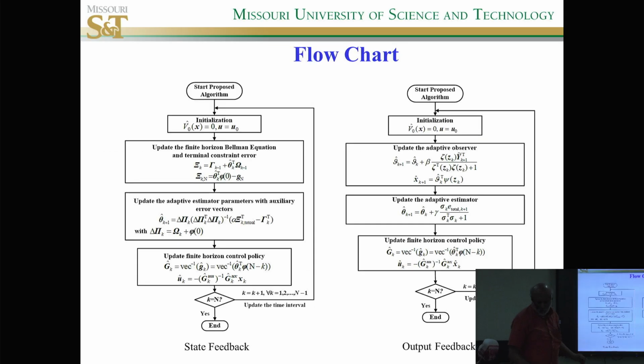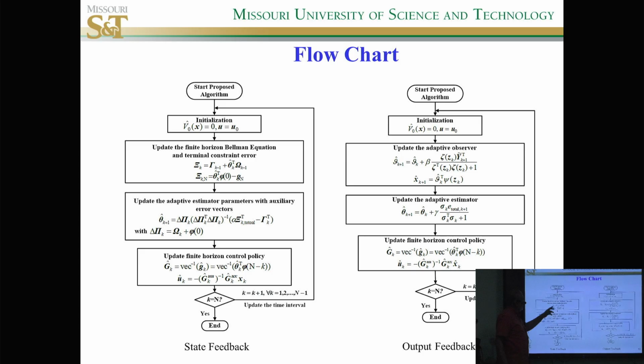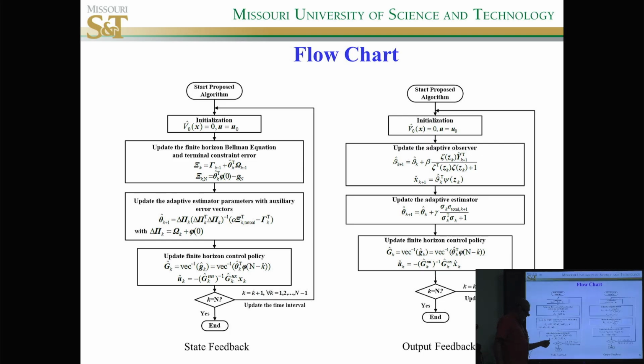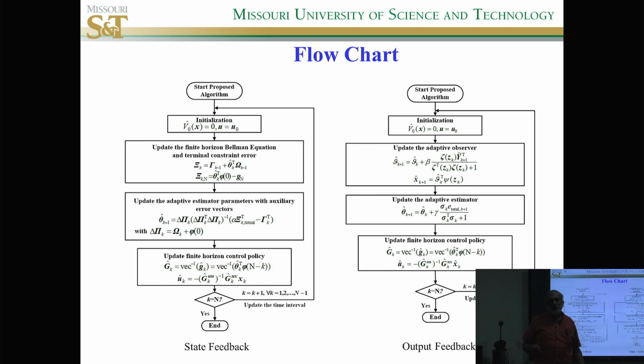So you can see that here is the state feedback flow chart. This is the output feedback flow chart. So in the state feedback, you initialize the value function, you compute the Bellman error and terminal constraint error, then you use the update law to update the parameter weights, then you unpack it so you get the G hat, then from the G hat you compute the optimal policy u_k hat, and from u_k hat you find whether you have reached the final time. If not, k equals k plus 1 and you go back. k is the sampling instant.